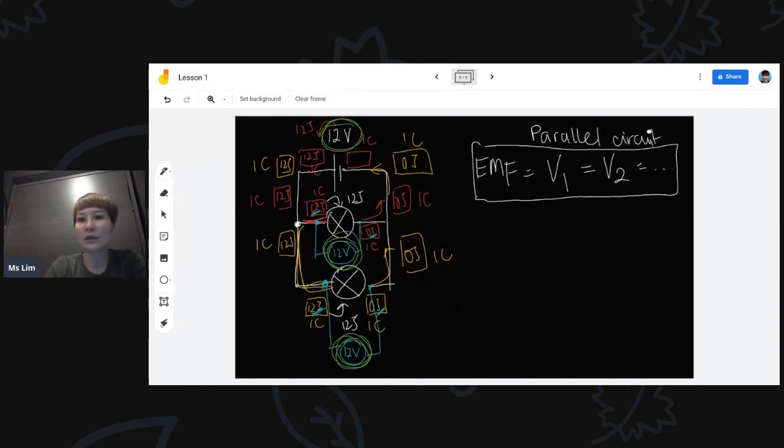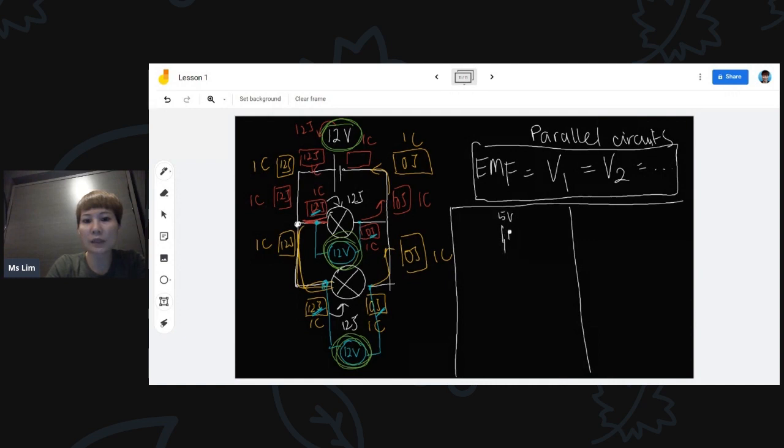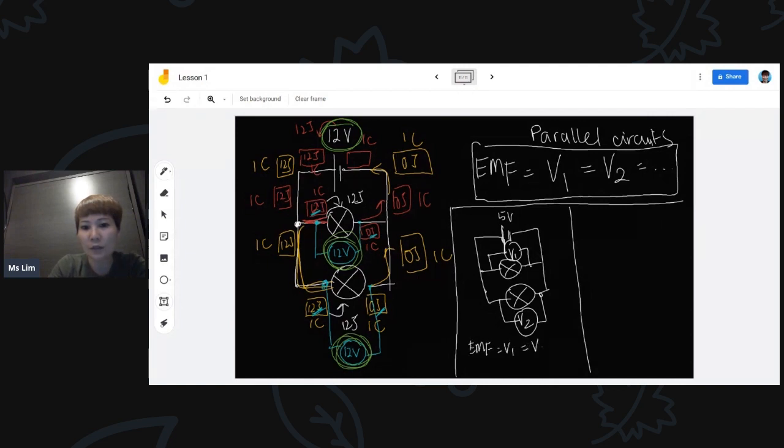So they will give you two types of examples. Let's go through the simpler one first. A simpler one will look like this. If the EMF is 5 volt, they will ask you things like: find out what is V1, the potential difference across the first light bulb, and what is the potential difference across the second light bulb. So this is a simpler example. You know that the EMF will be equal to V1, which equals V2. Therefore, they will all be 5 volt.